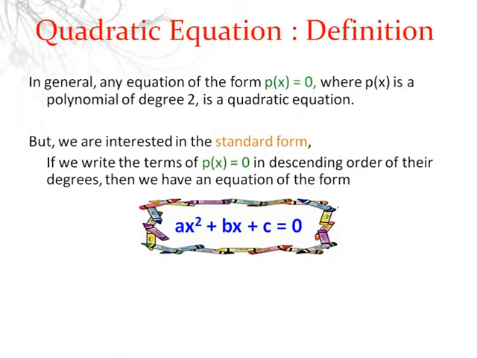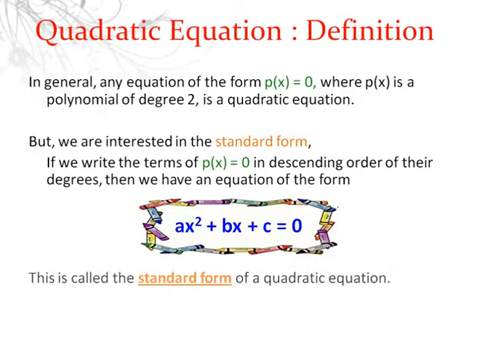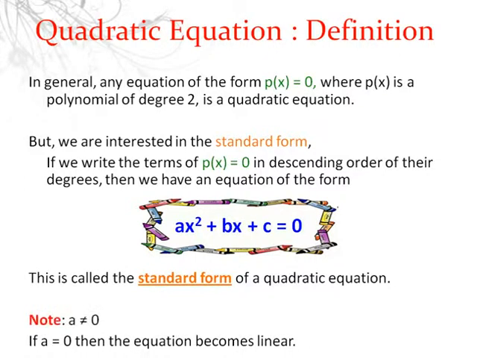If you note, the terms are in descending order of the degree. The leftmost term ax² has a degree 2. The second term bx has a degree 1, while c has a degree of 0. So this equation is the standard form of a quadratic equation. Note that in the equation a should not be equal to 0. If a is equal to 0, then the equation becomes linear and no longer remains quadratic.